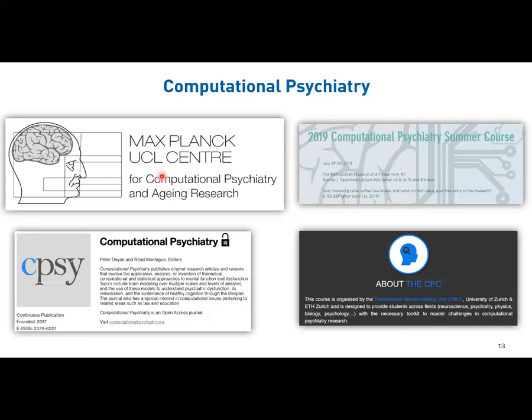Then the best approach is to gather them and ask them to go somewhere to have an intensive workshop, for example, 1 week or 2 weeks. There are two of this kind of workshops or courses, computational psychiatry courses, in the world so far. One is in Zurich in Switzerland, not so far from here, 4 hours by train. And another one is in London and also in New York.